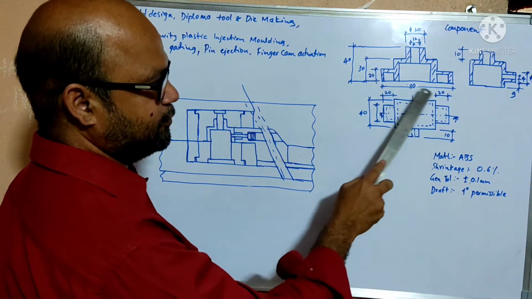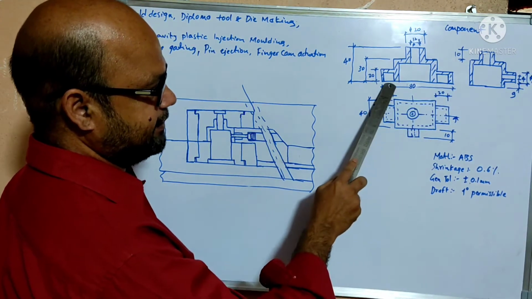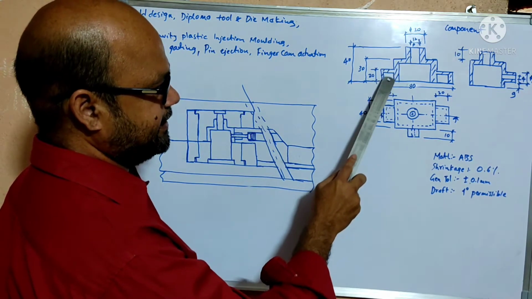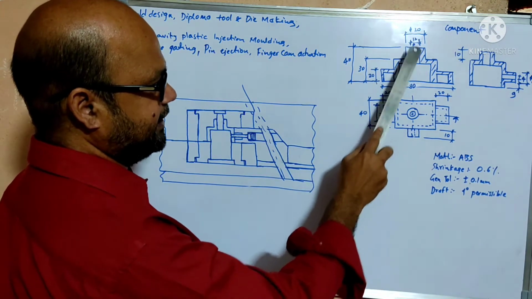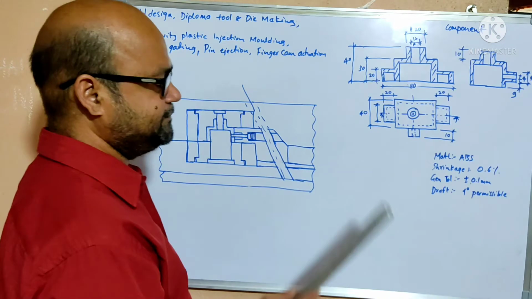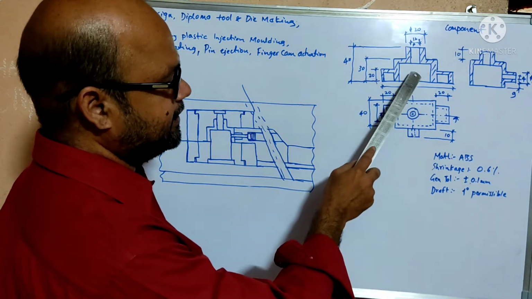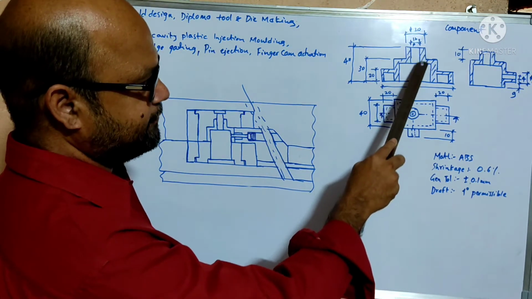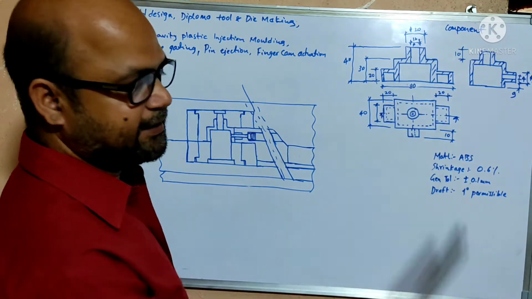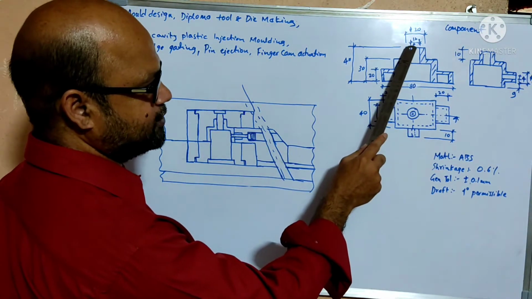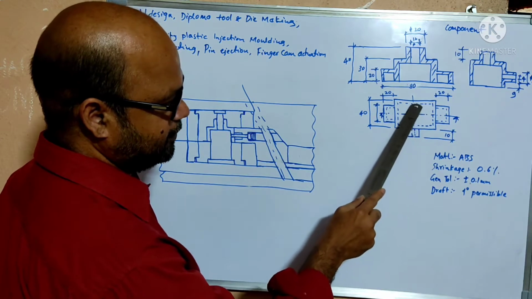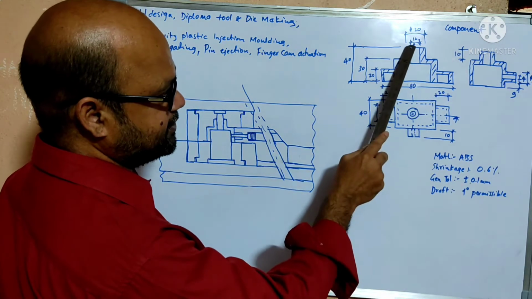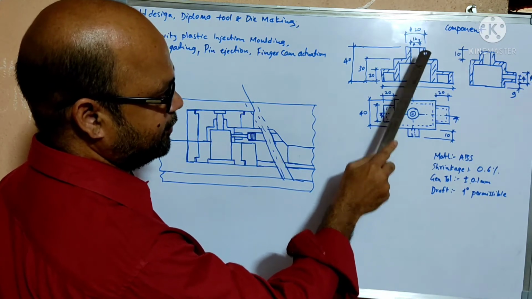The total length of the component is 80 mm. From this to this one is 80 mm, and the first height is 20 mm, the second height is 30 mm, and the total height of the component is 40 mm. In the front view you are going to observe a hole. This hole is diameter 12 mm, and opposite on the top of the hole another boss is there. That diameter is 20 mm, and the inside diameter of the component is 12 mm.